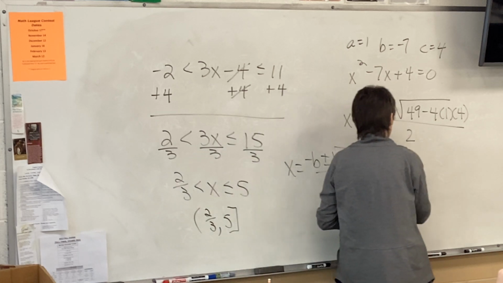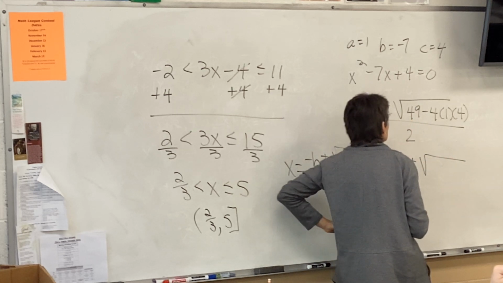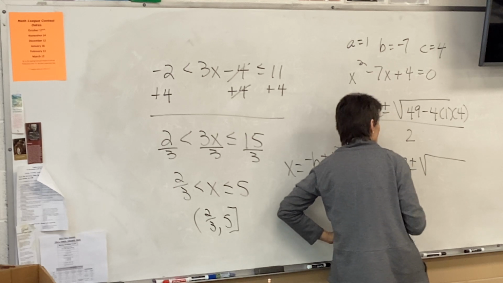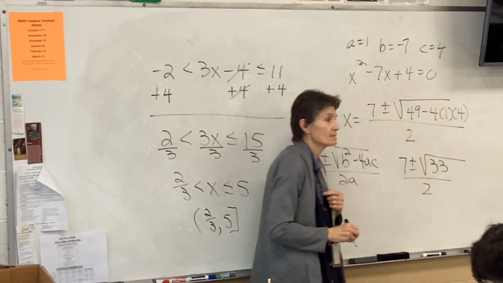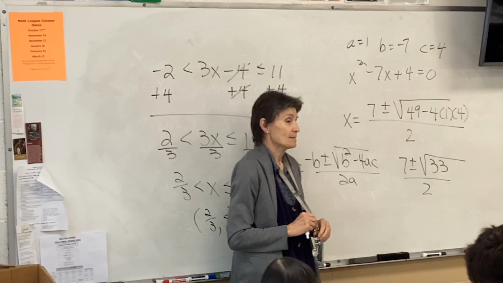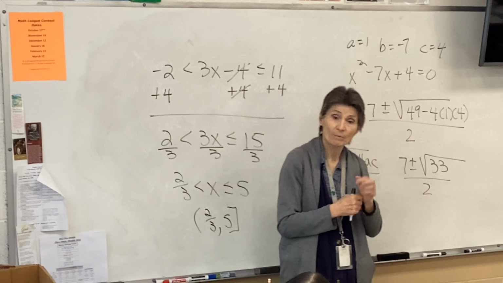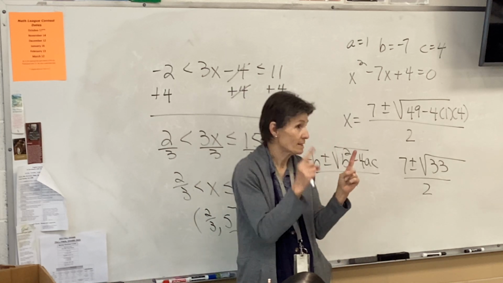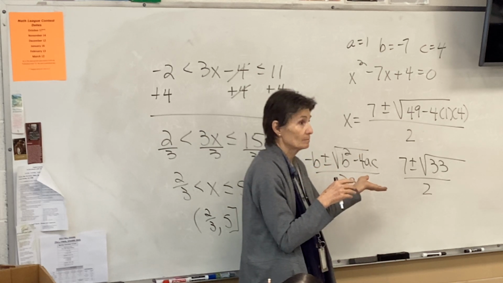All right, so what have I got in there? 7 plus or minus what? 16. 49 minus 16, 33. Ooh, that's a great number to have because 33 does not break down. Now, some of you might say, wait, it's 3 times 11. Yes, it is. But remember, if we're reducing a radical, we have to have 2 of something. And it's 1 3 and 1 11. That doesn't break down. So, that's it.